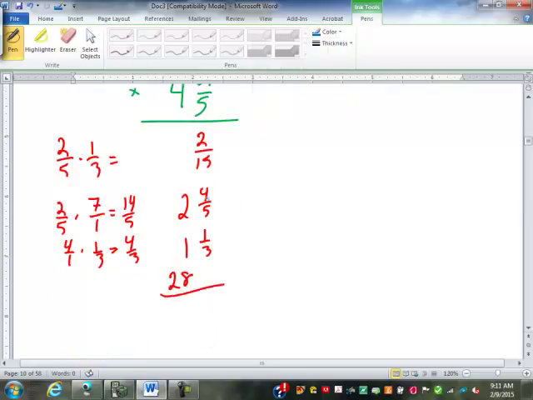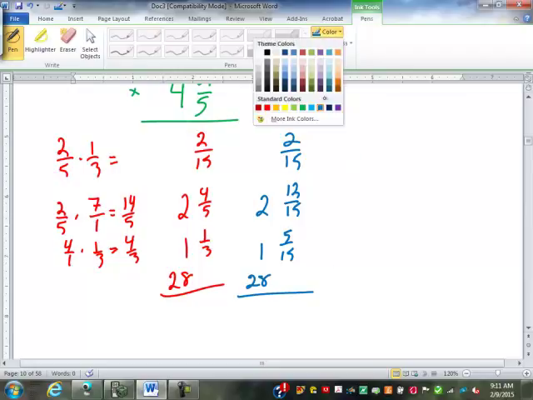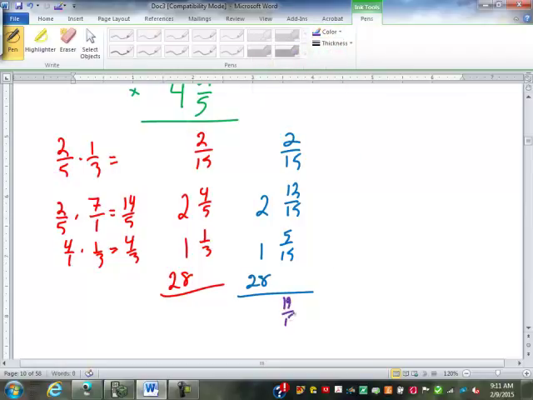So now we have to combine. We have to have common denominators. It looks like that's going to be 15. So this will be 12/15. This will be 5/15. Of course, the 28 doesn't change. 2 and 12 is 14, 19/15, which is 1 4/15. So we keep the 4/15, we carry the 1, and that is 32 and 4/15. We get the same answer.